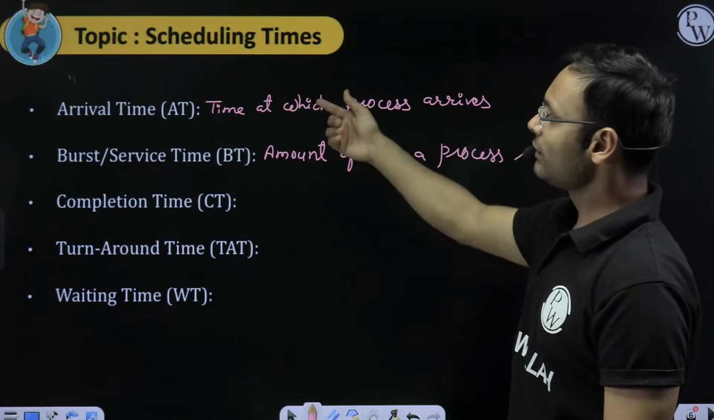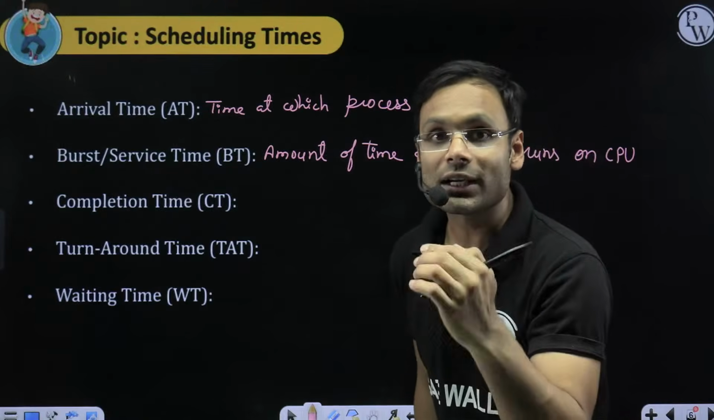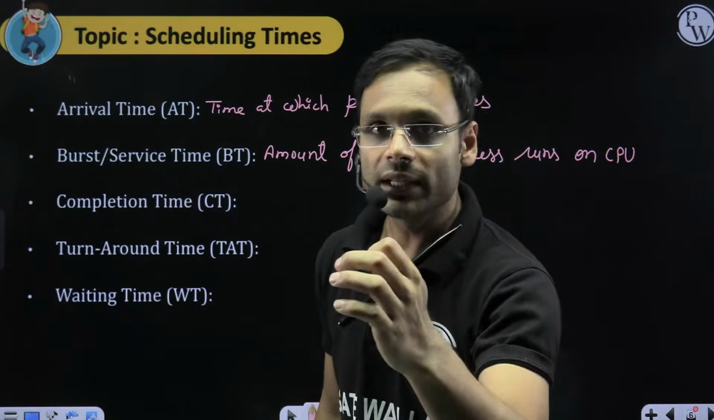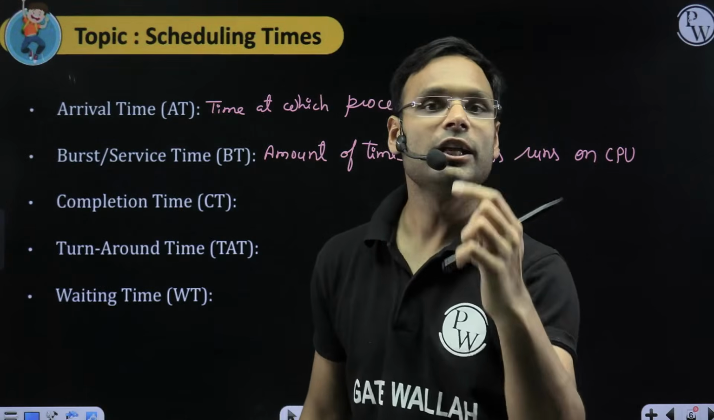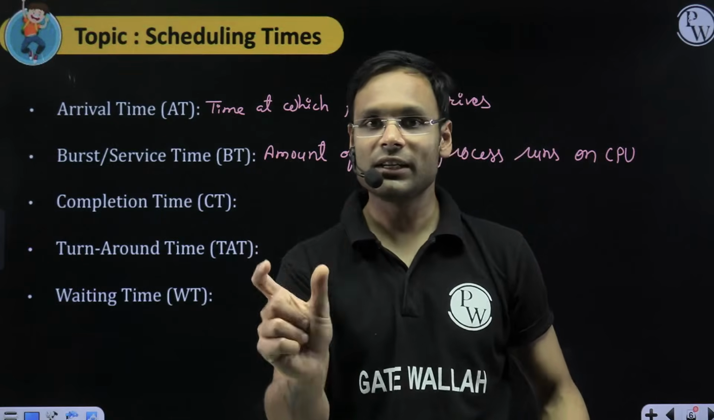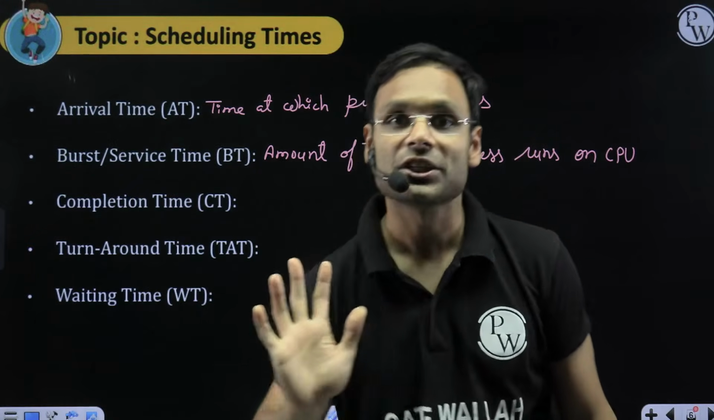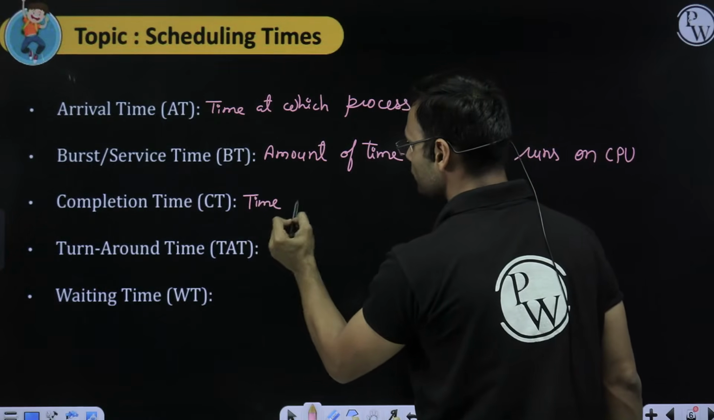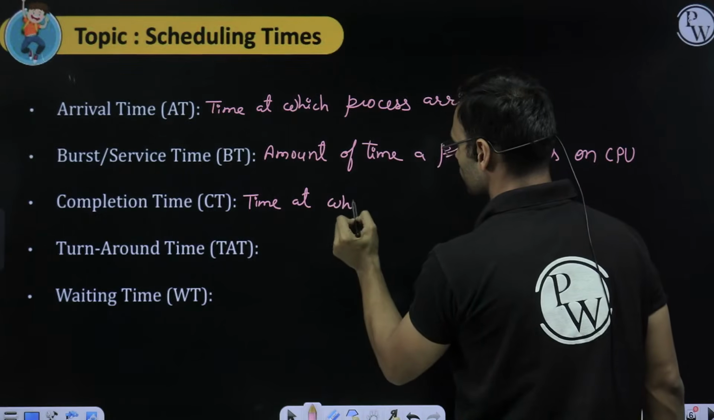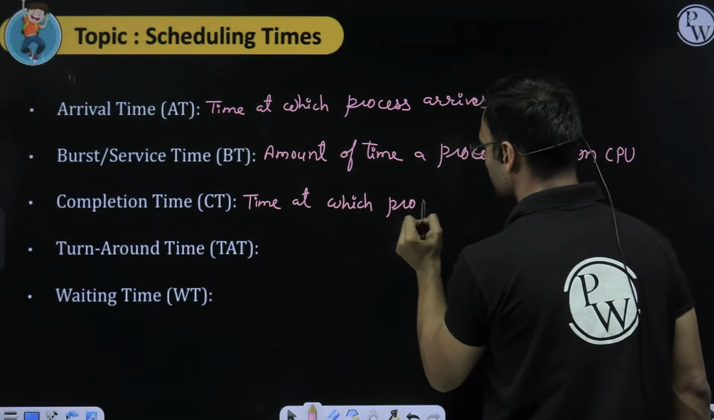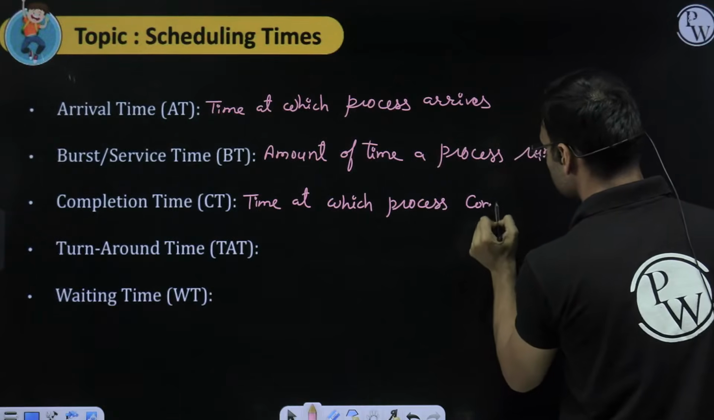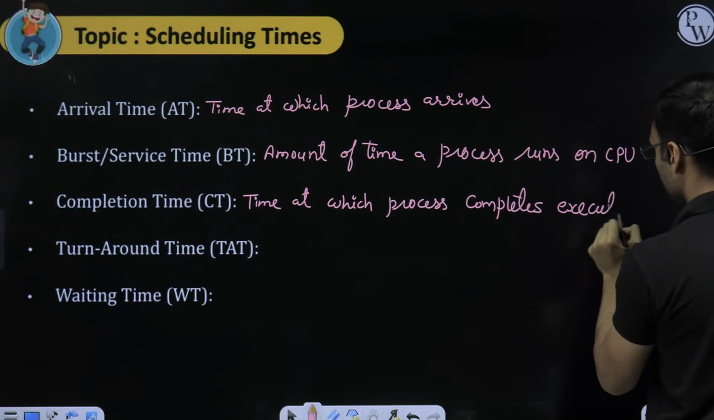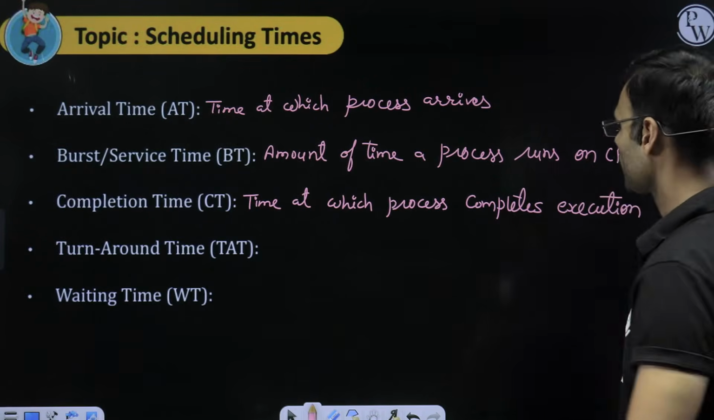Second, next is completion time. Completion time, like arrival time, is a wall clock time. At exactly what time the process completes. Let's say a process arrives at 10:30 and completes at 10:35. So 10:30 is the arrival time, 10:35 is the completion time. What is the completion time? The time at which the process completes the execution. When the process completes the execution, we will have to mark that time as the completion time.